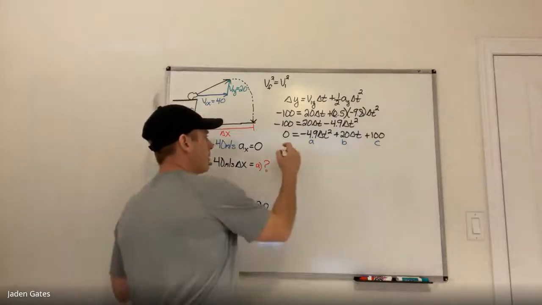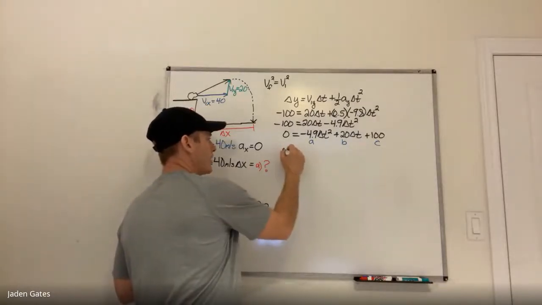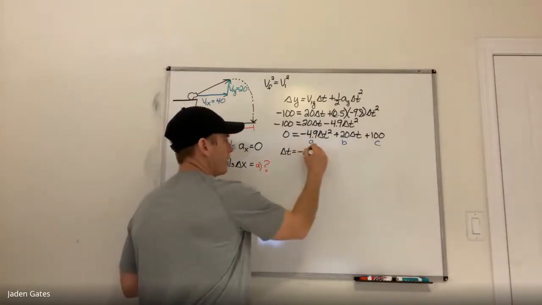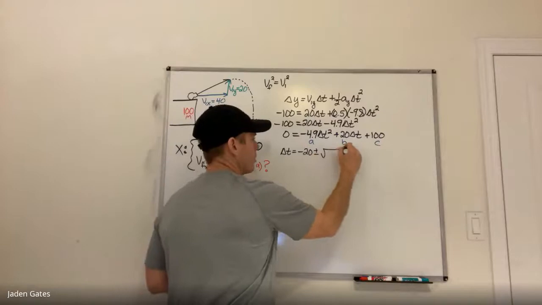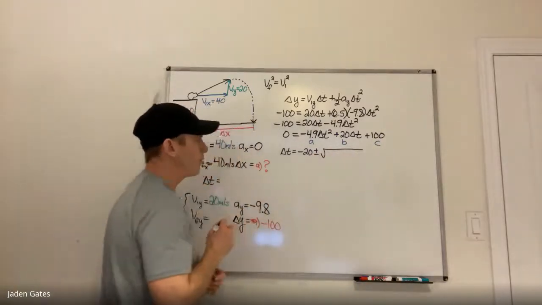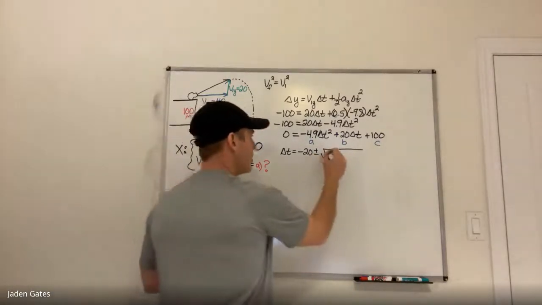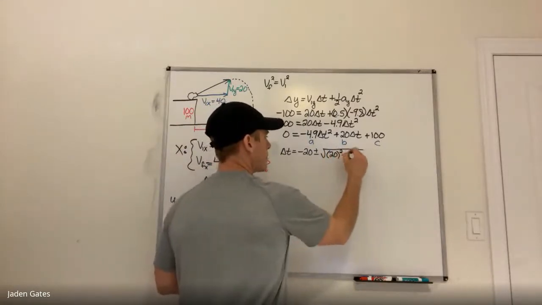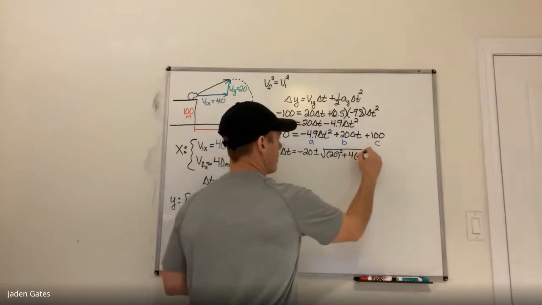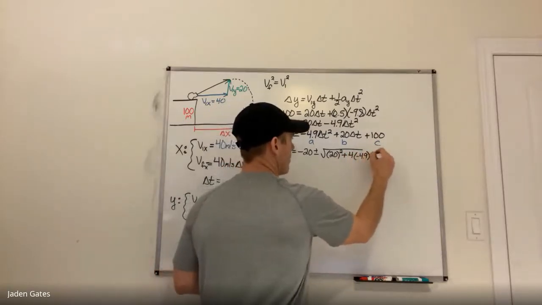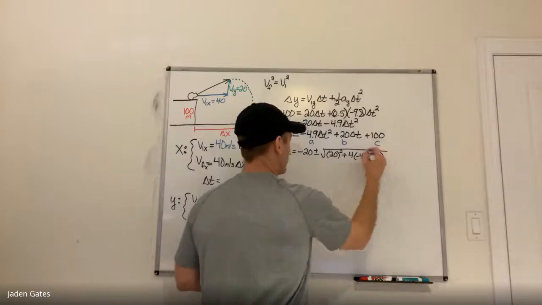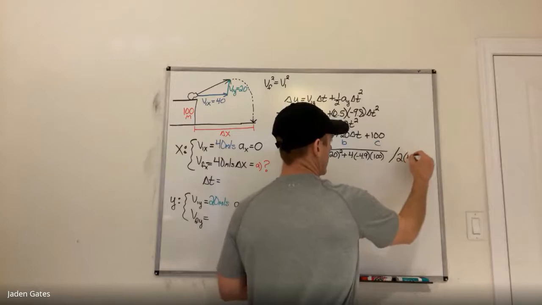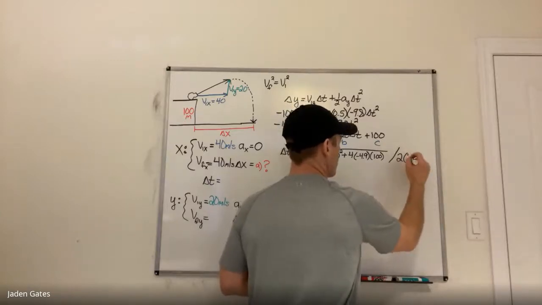So here we go. Delta t is equal to negative b. Well, b is 20, so I'm going to have a negative 20, plus or minus the square root of b squared minus 4ac underneath the square root sign there. So b squared is 20 squared minus 4 times a times c. And of course, I can't forget that this is all going to be divided by 2a, which is 2 times negative 4.9.